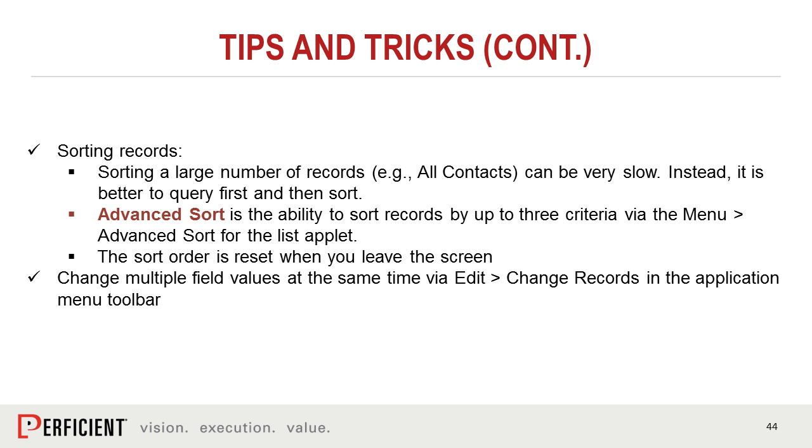Users can also change multiple fields at the same time. You can select multiple records and, for example, change the sent date of multiple documents since you're sending them out at the same date. So you can actually change the existing value for up to 4 fields at a time using that change records option.